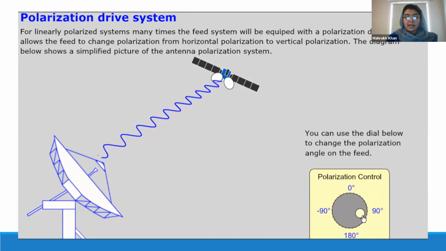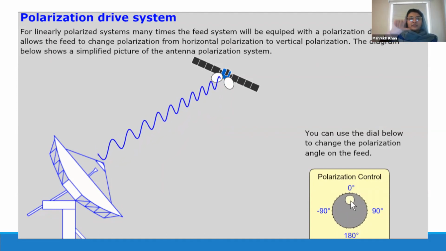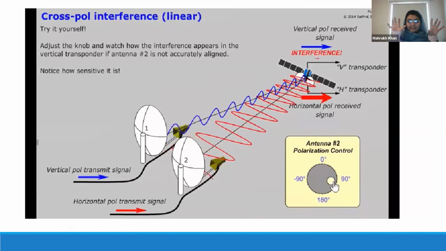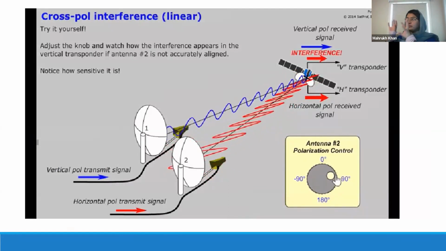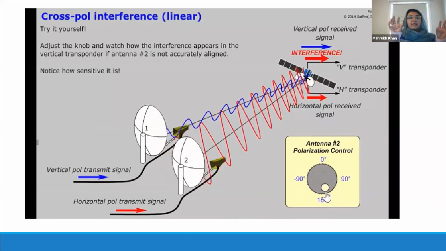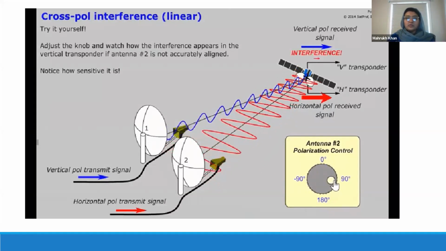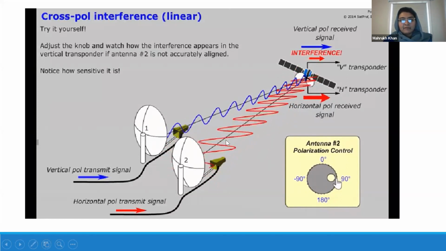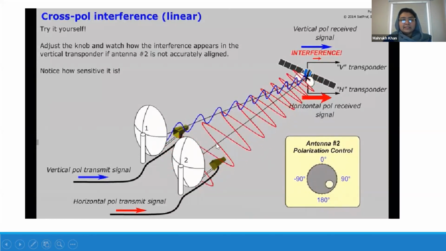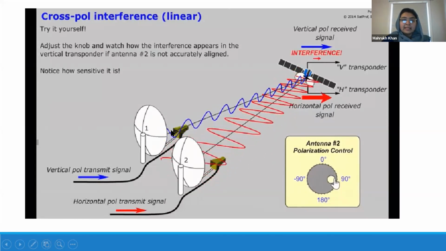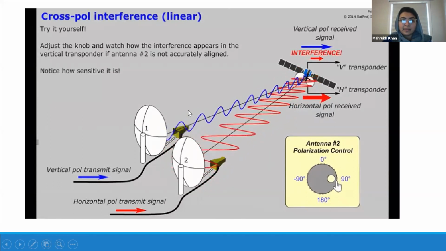You can have reconfigurable antennas as well that can change the polarization as you want. Now, we have two antennas pointing towards the International Space Station. One is horizontally polarized and the other is vertically polarized. If your polarization control is set to receive only horizontally polarized signal, then the vertically polarized signal will be a cross pole for that.